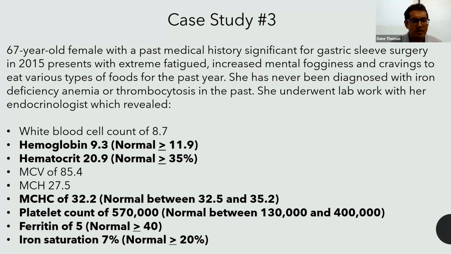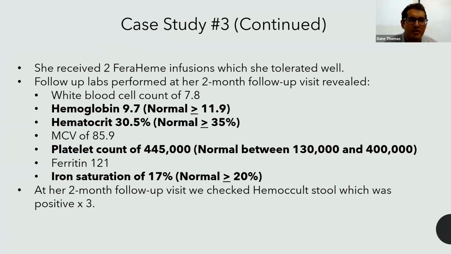And as you can see, her hemoglobin and hematocrit are low, her MCV is low, her platelet count is extremely high at 570,000. Her ferritin and iron saturation are extremely low, with a ferritin of 5 and iron saturation of 7%. She was evaluated by us and we gave her 2 ferriheme iron infusions, which she tolerated very well.